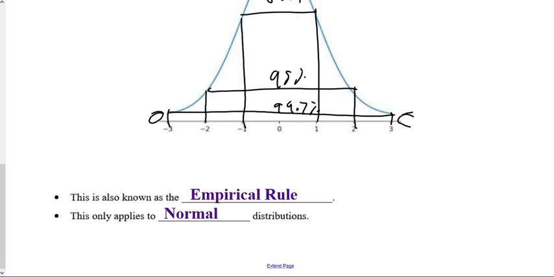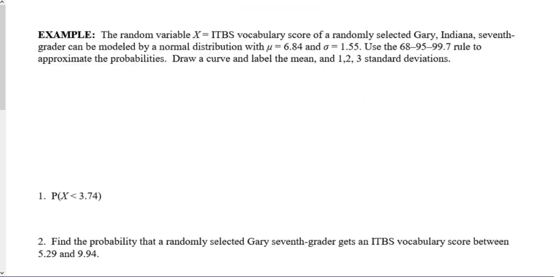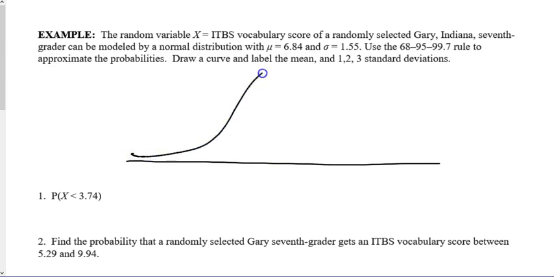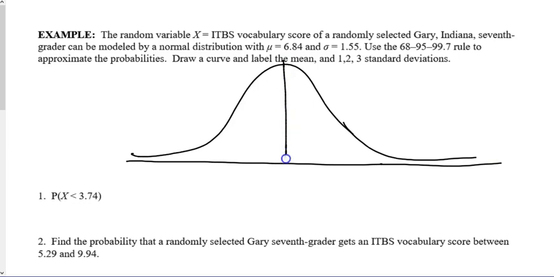Need to hit pause, go ahead, I'm going to move on. All right, the random variable x is the ITBS vocabulary score of a randomly selected 7th grader in Gary, Indiana. And it's modeled by the distribution with a mean of 6.84 and a standard deviation of 1.55. So again, we're going to get kind of good at this. Should be touching the line. Pretty good. All right, so all we do is we put 6.84 here.